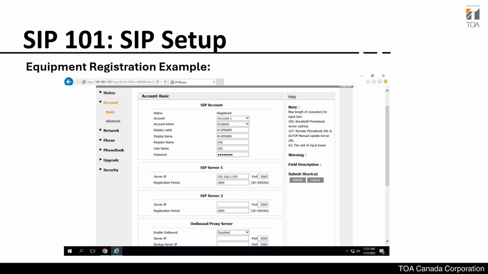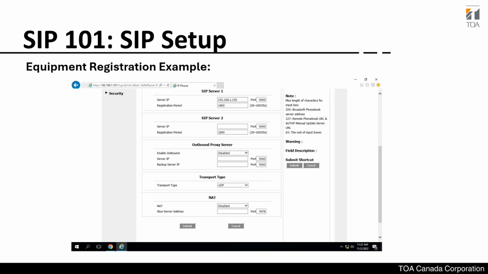The master station can have two servers, for example for backup or other reasons. The master station can also be configured with an outbound proxy server, again if it's used in cloud-based scenarios. And the transport type: in this case we're using UDP, and you can select TCP. NAT traversal is used when working with a cloud-based SIP server. Different protocols can be used to bypass the NAT.